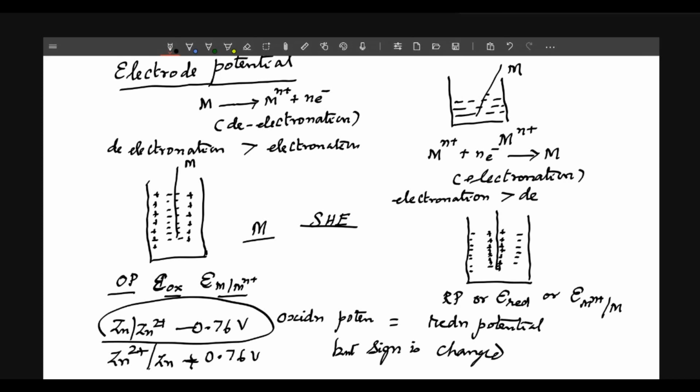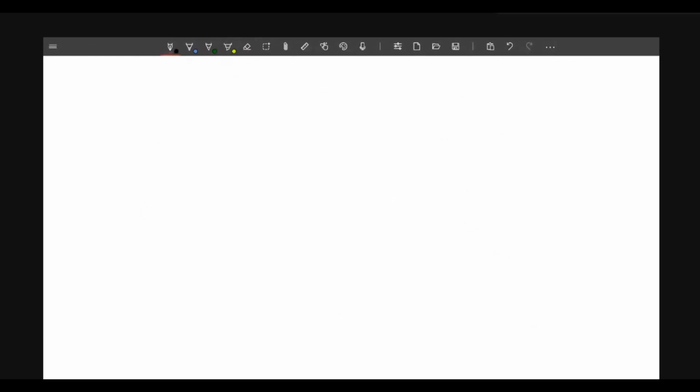But there are two sign conventions of the electrode potential. Of these two, we are following only one. One is called the European Convention. Another is called the American Convention, the sign notation.